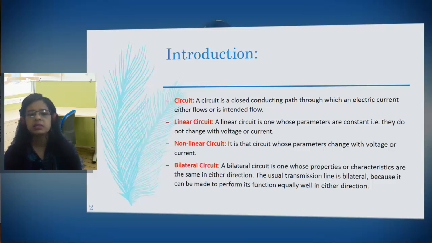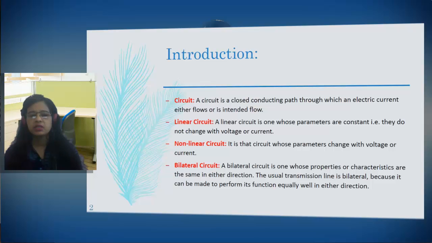Next is non-linear circuit. Before going to the non-linear circuit, I will explain what a non-linear element is. A non-linear element is an element whose property changes with change in voltage and current. So when the voltage and current change, the property of the element also changes. That element is known as a non-linear element, and the circuit consisting of non-linear elements is known as a non-linear circuit. In this type of circuit, we will not get a straight curve. We will get a curve varying in some manner, but it will not be a straight line.